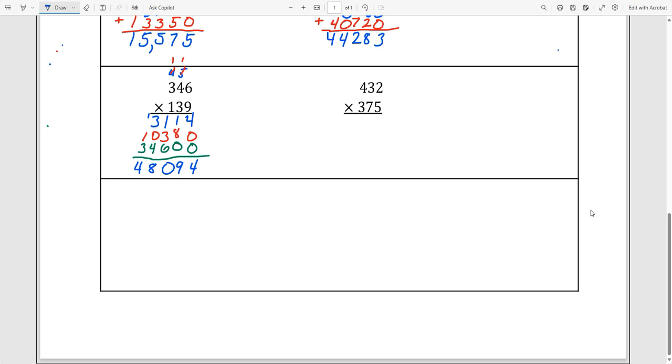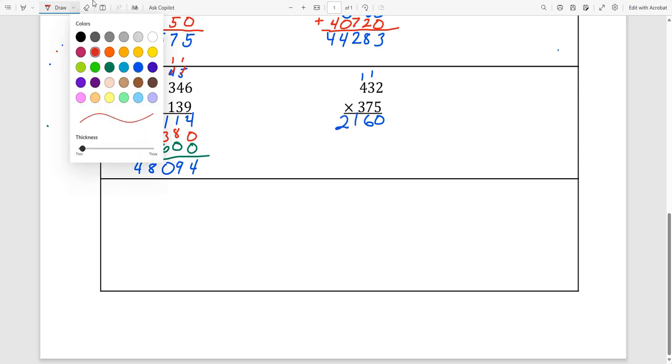Let's do this one pretty quickly here. 5 times 2 is 10. Carry the 1. 3 times 5 is 15. Plus 1 is 16. And 5 times 4 is 20, plus 1 is 21.